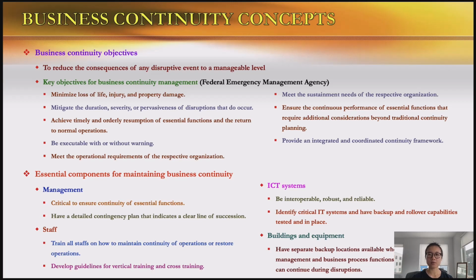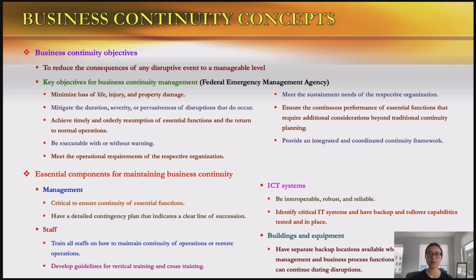The specific objectives of a particular organization's continuity plan may vary depending on its mission and functions, its capabilities, and its overall continuity strategy. The Federal Emergency Management Agency's continuity guidance for non-federal entities outlines the following objectives for business continuity management. The organization's resilience is directly related to the effectiveness of its business continuity capability, which rests on four key components that are essential to managing business continuity.